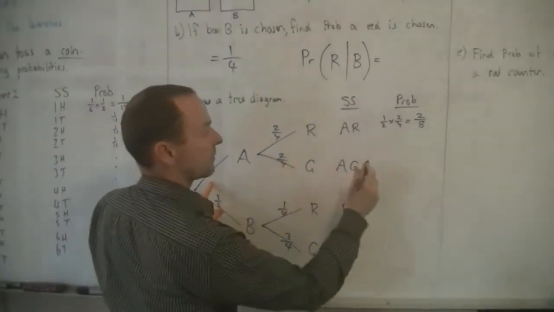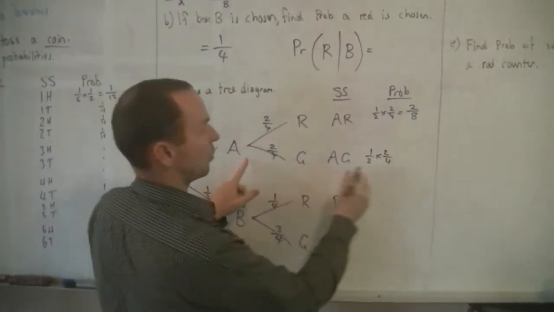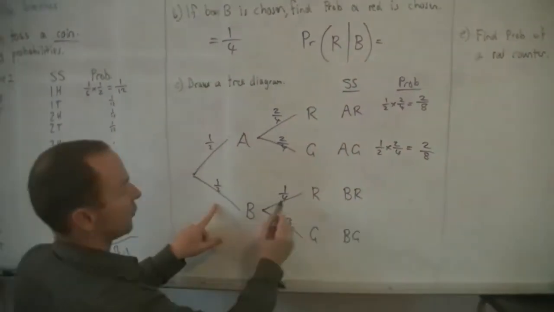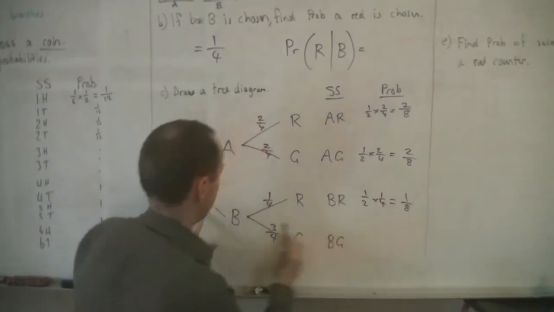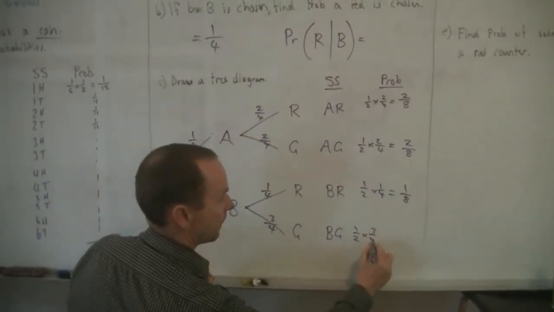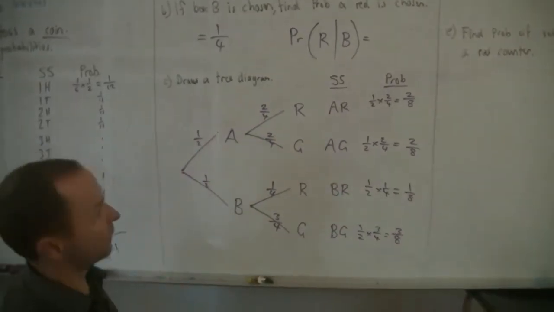So a half times 2/4 again, which is 2/8 again. The next one, a half times 1/4, which is 1/8. And the next one is a half times 3/4, which is 3/8.